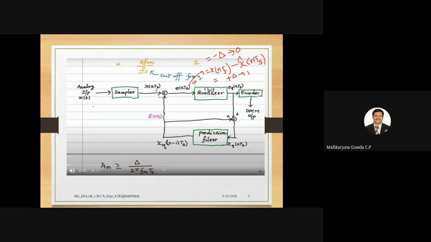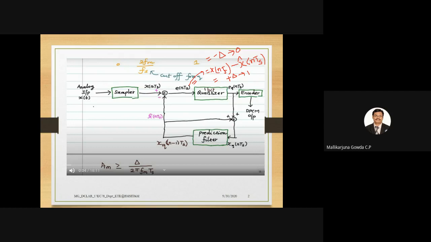Here you see EQ of nTs, which is equal to what we have written here. EQ of nTs is one input. Another input is X hat of nTs, which is nothing but the delayed version of XQ of nTs. This prediction filter is nothing but a delay element, so it is written as XQ of (n minus 1) Ts. So one input is EQ of nTs, and another input is XQ of (n minus 1) Ts. Together they give XQ of nTs.